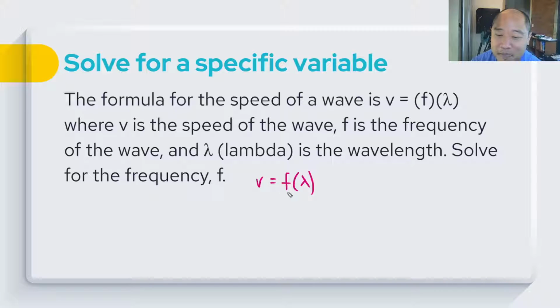I hope so. If we're solving for f, then we want to divide both sides by lambda. And so the frequency of a wave is the speed of the wave divided by the wavelength. That's how you get the frequency.